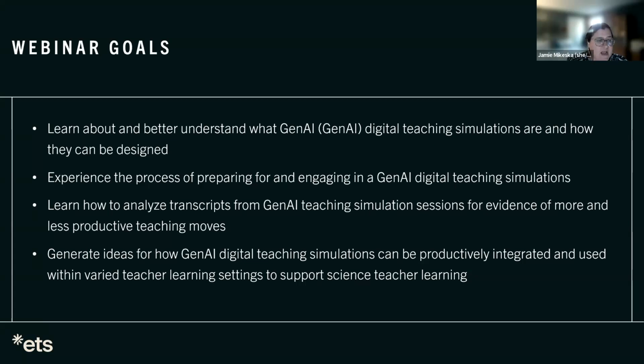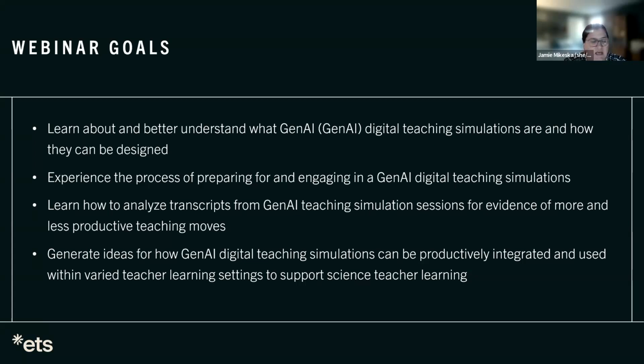And then at the end, we'll spend some time together brainstorming ideas for ways in which GenAI teaching simulations could be productively integrated and used within different teacher learning settings to support science teacher learning. This is where we really want to hear ideas from you about the settings in which you work, the teacher populations and groups that you collaborate with and support, and how these types of tools could be useful in those varied settings. So those are our 4 main goals for the webinar.